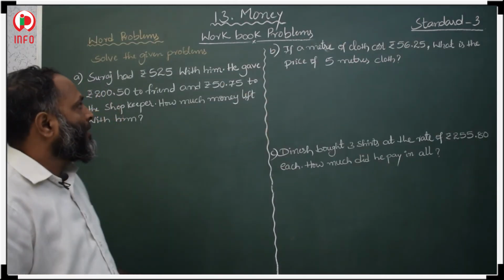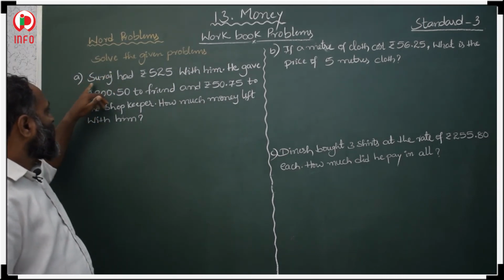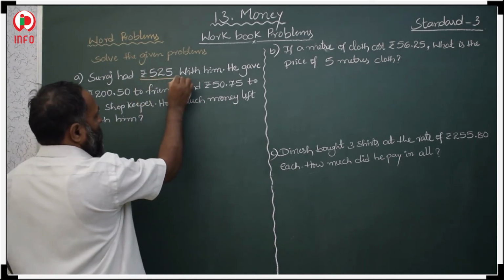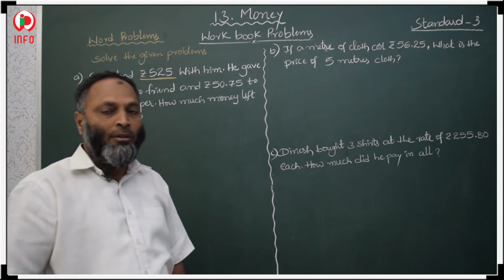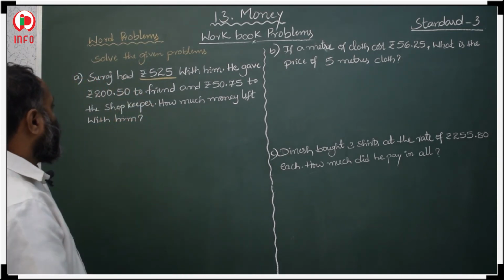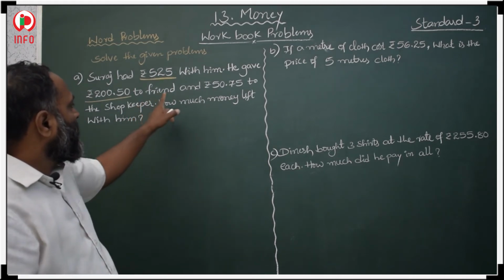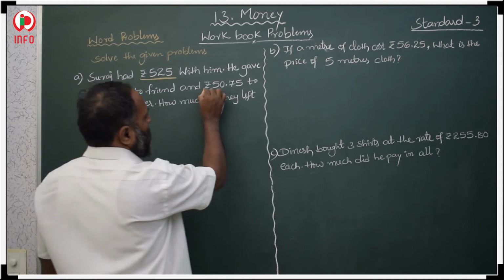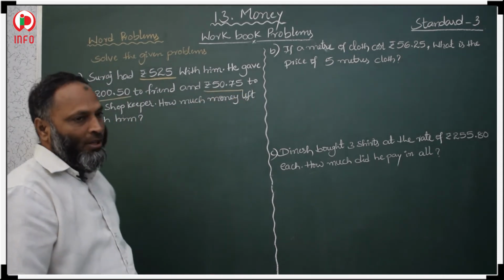Now students, next word problems. The first question: Suraj had 525 rupees with him. In that, he gave 250 paise to his friend and 50 rupees 75 paisa to the shopkeeper. Then how much money is left with him?